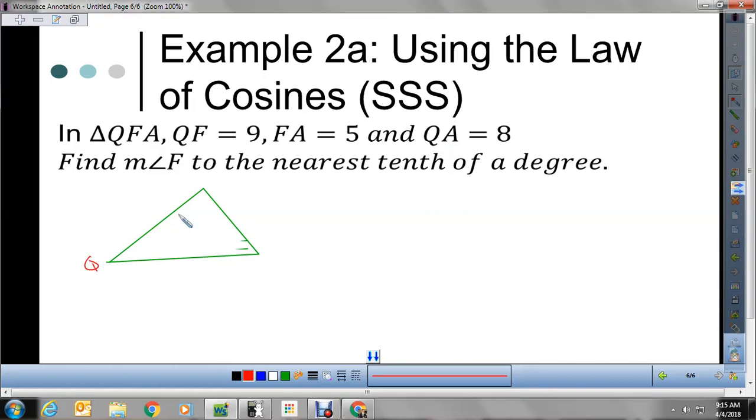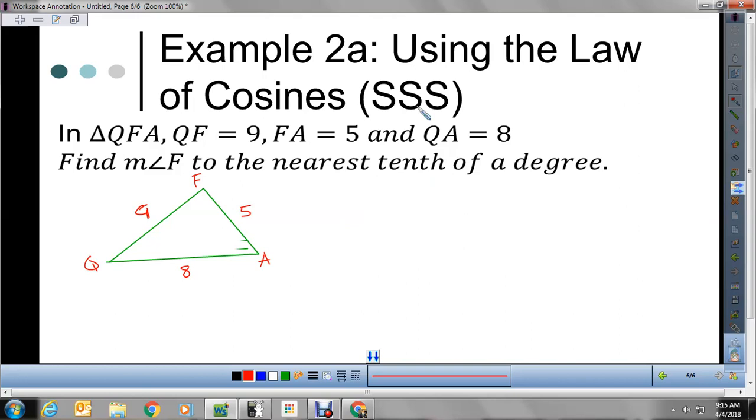So we have Q, F, and A. QF, the distance is 9. FA, the distance is 5. And QA, the distance is 8. So angle F is across from 8.